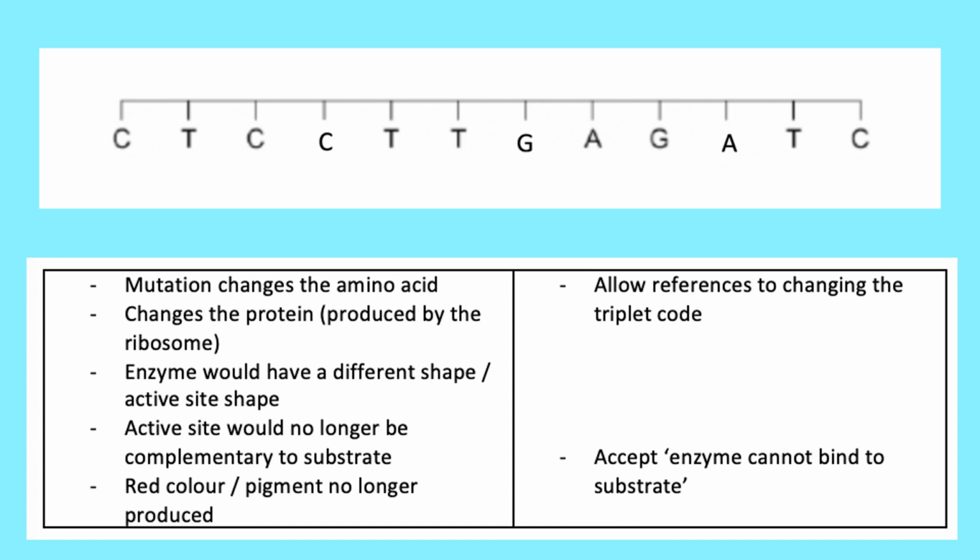In this case, it tells you that the strawberry fruits have a white appearance instead of a red colour. So we can assume that this enzyme is involved in generating that red colour or the red pigment. So if that active site has changed shape, it's no longer going to be complementary to the pigment that's needed to produce the red colour, and so the red colour won't be produced. Therefore, you're going to get a white strawberry.